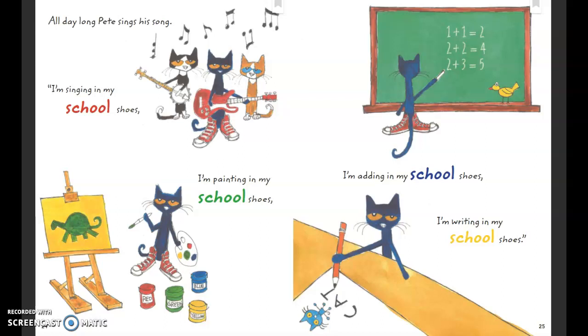So in everything I just said, he said, in my school shoes. I'm doing something in my school shoes, in my school shoes over and over again. So what important idea is the author telling us by repeating these words? Well, he's telling us that Pete really loves his school shoes and that those shoes are for school. And he's having a lot of fun doing a lot of things in his school shoes.